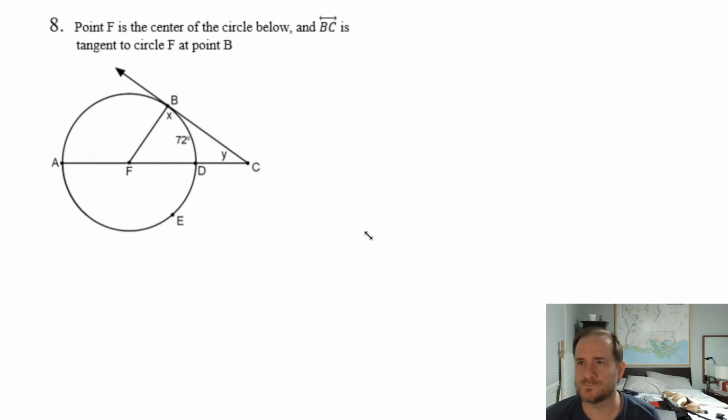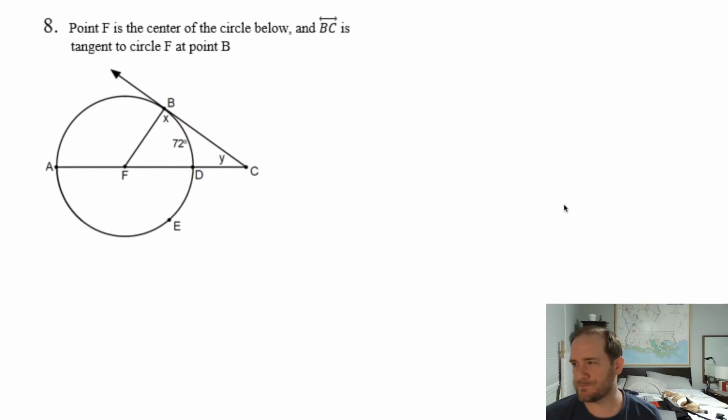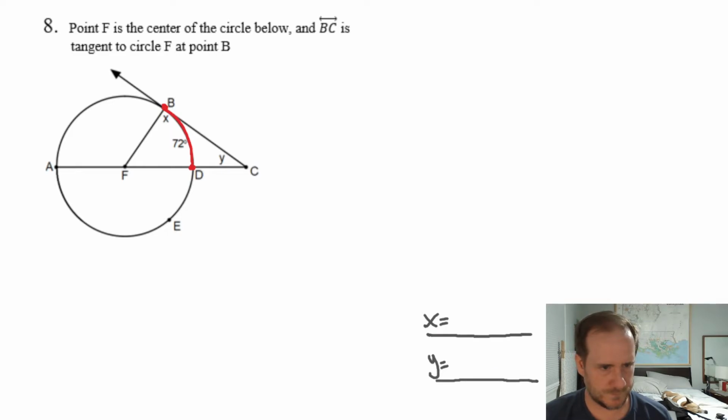Okay. This is one of the ones that a lot of people have had a little bit of trouble even understanding what's going on. So the 72 that's printed there is meant to be the measure of arc BD that I just highlighted. What are we actually looking for here? We just want X and Y. Okay, so how do we get there?